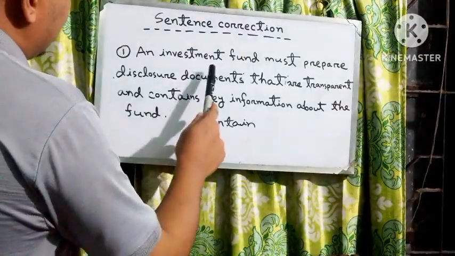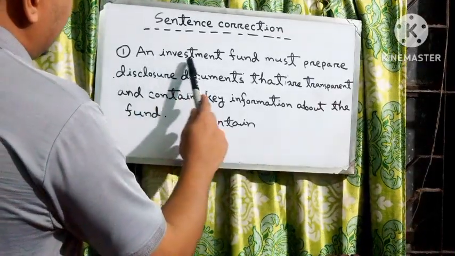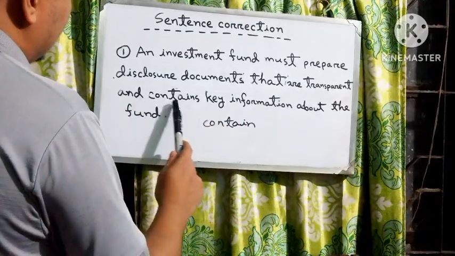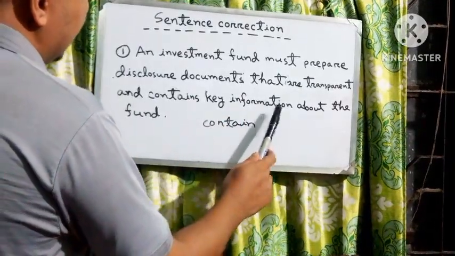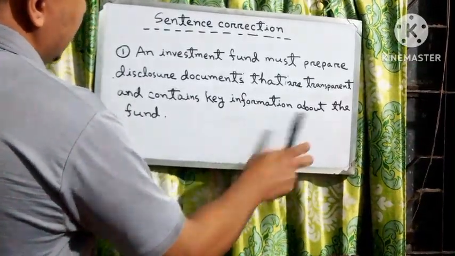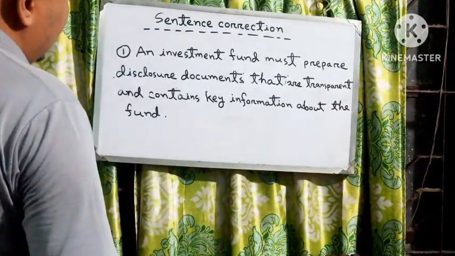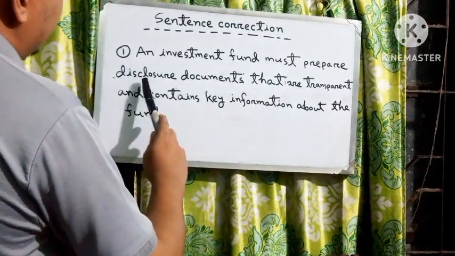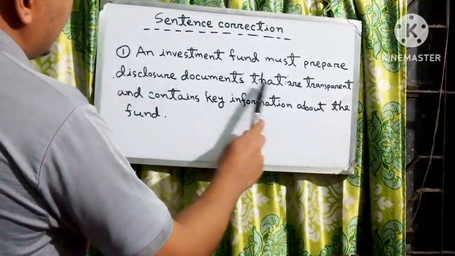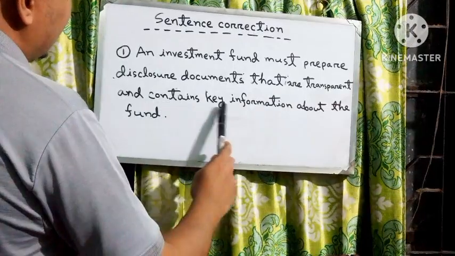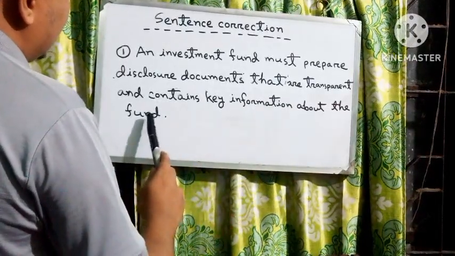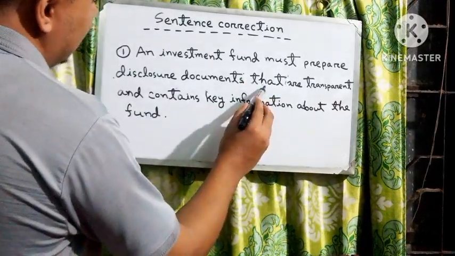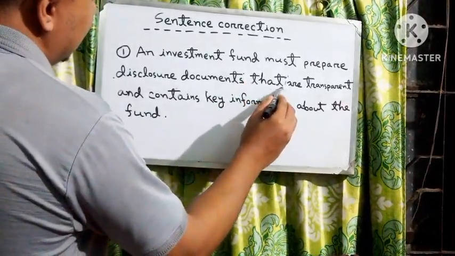See, here the sentence states an investment fund must prepare disclosure documents that are transparent and contains key information about the fund. Alright, let me read again. An investment fund must prepare disclosure documents that are transparent and contains key information about the fund. Notice carefully and mark the word that here.